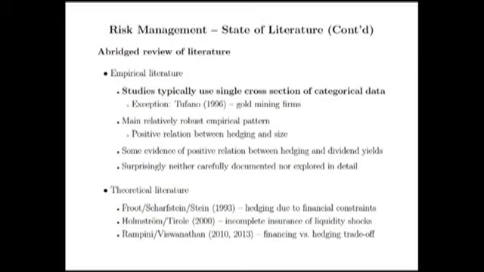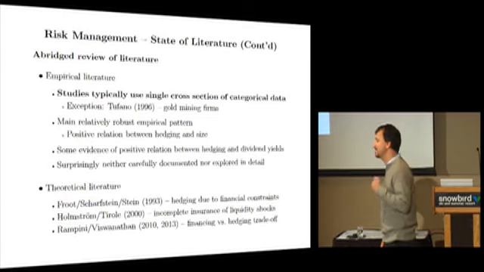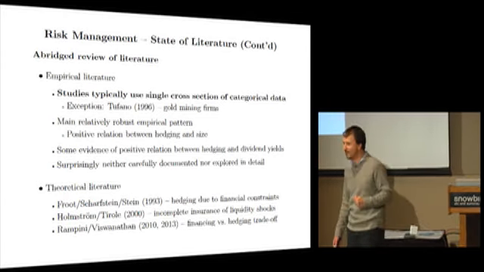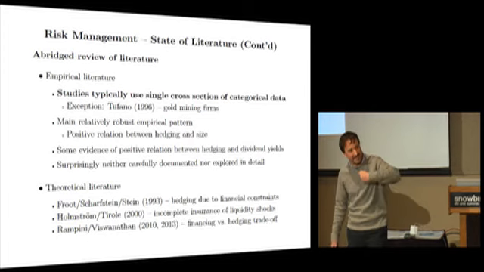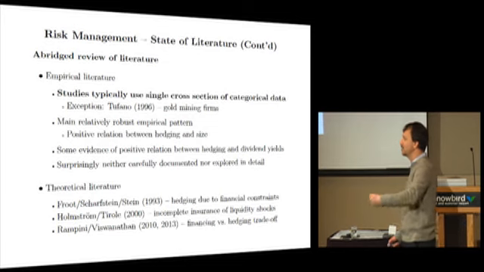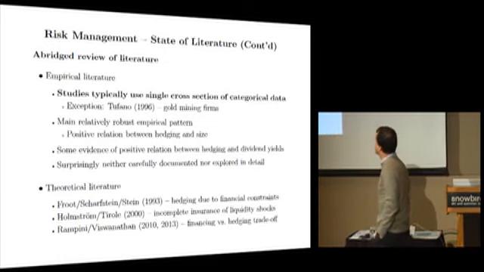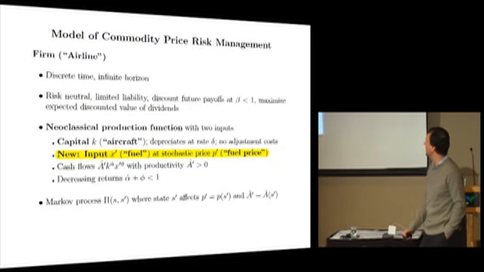Maybe one thing worth pointing out is that a large fraction of the literature actually uses single cross-section and categorical data. Essentially dummies: do you use derivatives or not? Instead, what we have is data at the intensive margin. How much do you hedge? What fraction of next year's expected fuel expense do you hedge? I won't say anything else about the literature in the interest of time.